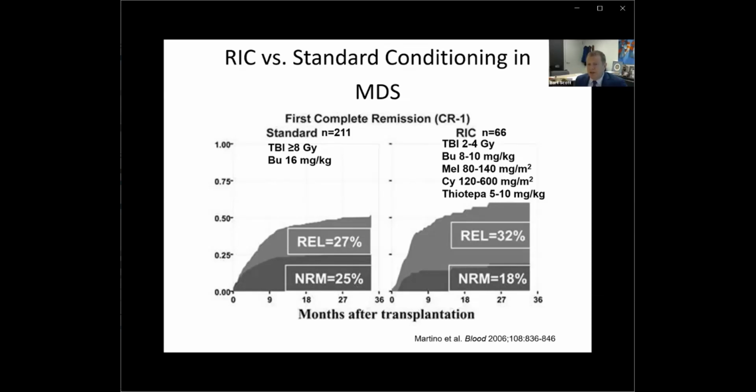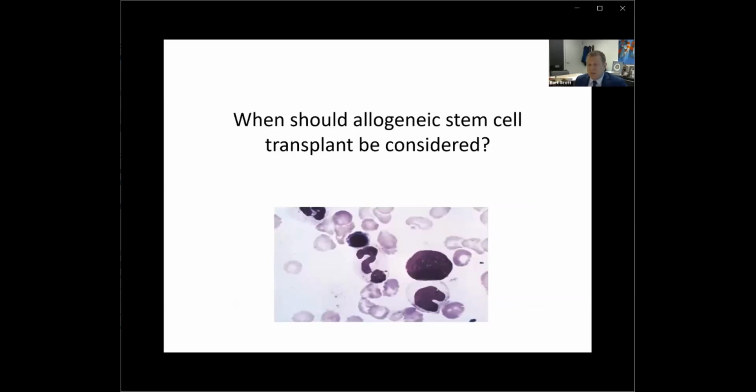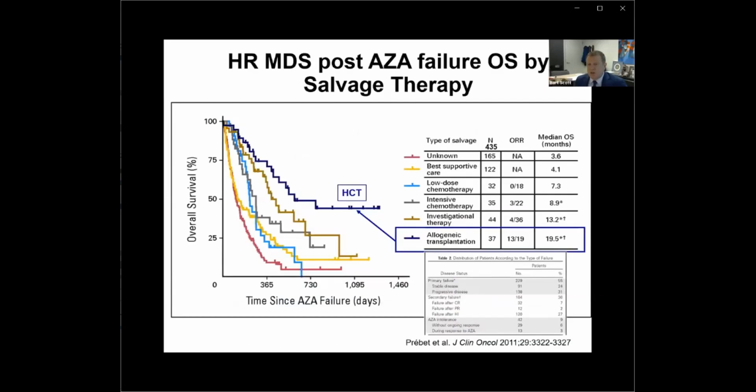But based on this, it was thought that the overall survival was similar between reduced intensity conditioning and high dose intensity conditioning. So when should allogeneic transplant be considered? There are certain clinical situations where I think patients should be considered for transplant. One of them is if they failed azacitidine.